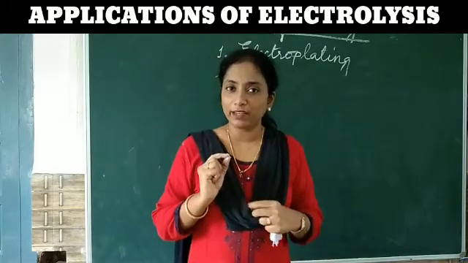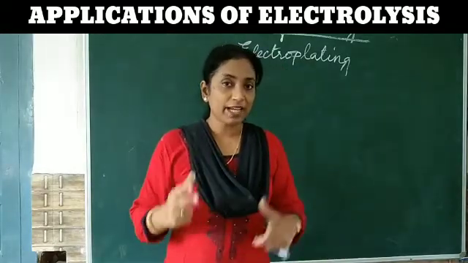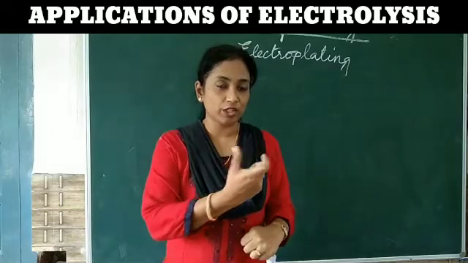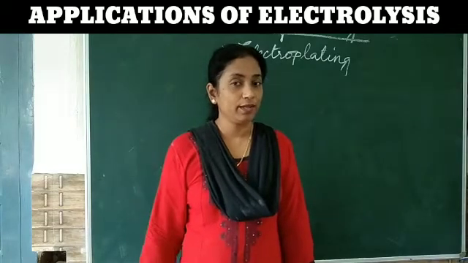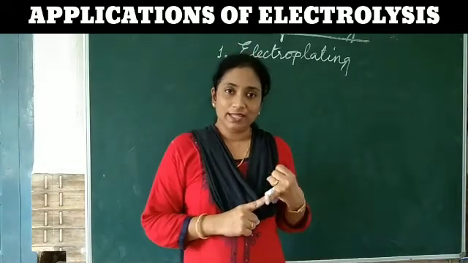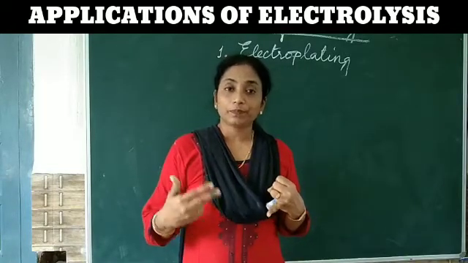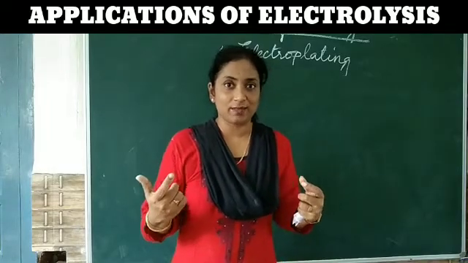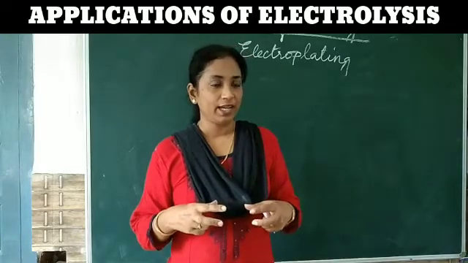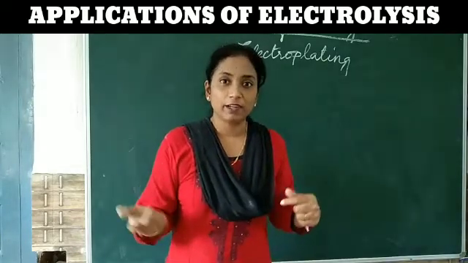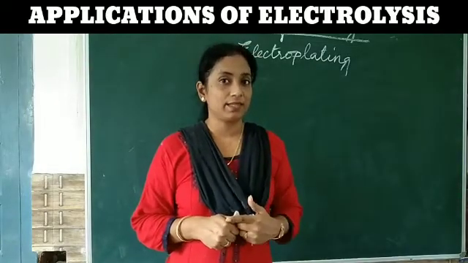Then the amount of gold needed will be less in that case, and the resultant, after electroplating, the resultant watch chain will look exactly like gold. It will give the appearance of gold. So one reason why we do electroplating is for enhancing the appearance, enhancing the look of a particular metal. If something is made of iron, I can make it look like silver by electroplating with silver. So, to enhance the appearance.